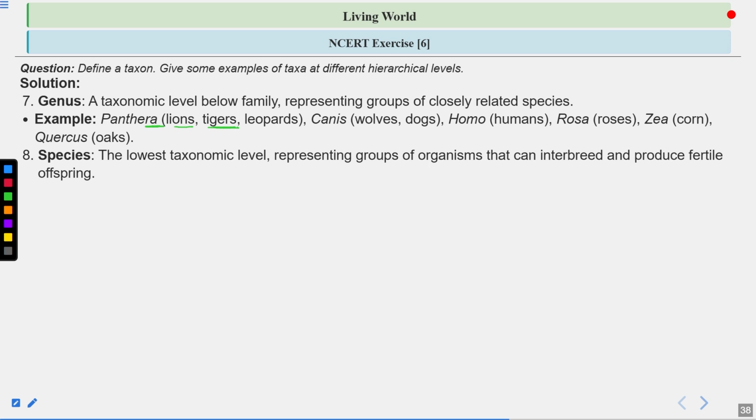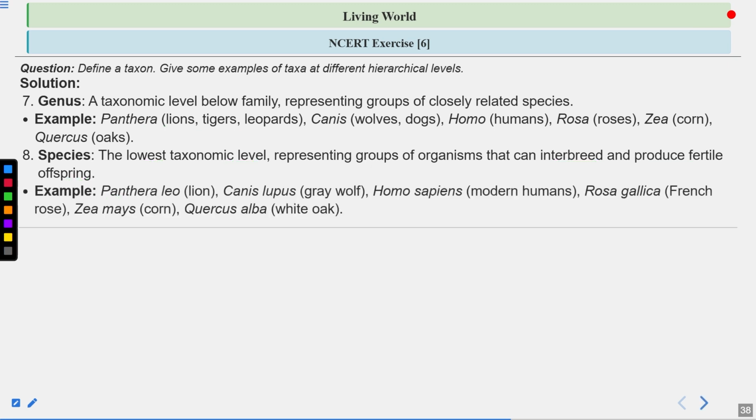Then let's talk about species. Species is the lowest taxonomic level, representing a group of organisms that can interbreed and produce fertile offspring. So this is one of the definitions of the species. The members of a species can interbreed with each other, but they are reproductively isolated from the members of other species.